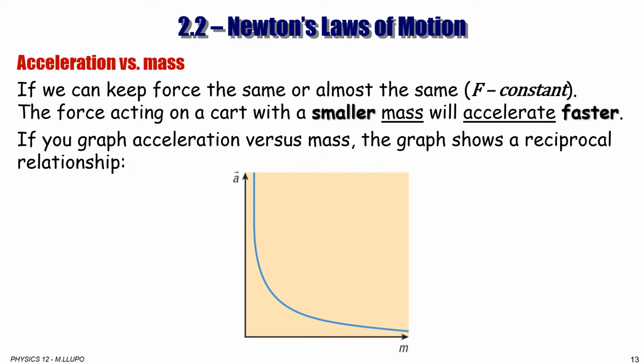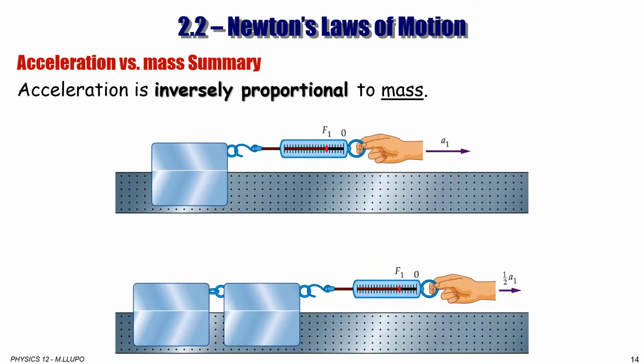If you graph acceleration versus mass, the graph shows a reciprocal relationship like that. And if we do the experiment again with an air track and a cart being pulled by the same, constant force, you're going to see for the first mass, the acceleration is going to be a, but for double the mass, acceleration is going to be half. So you see the relationship between mass and acceleration is inversely proportional.